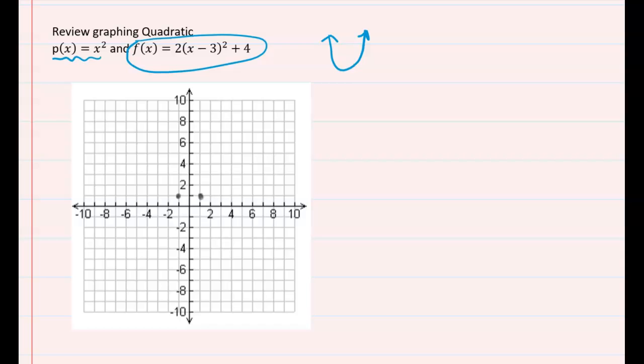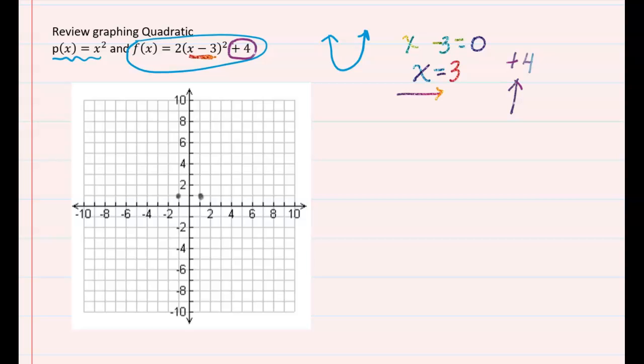If we take a look at inside the parentheses, we're going to see that we have x minus 3. We're going to set that equal to 0, and I'm going to solve for x and find that x is equal to a positive 3. This means that we have a horizontal shift 3 units to the right, to the positive side. When we take a look at the outside, we're going to see that we have a plus 4. That plus 4 on the outside is going to be a vertical shift upward.